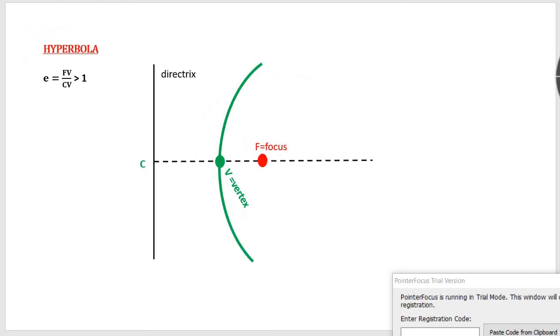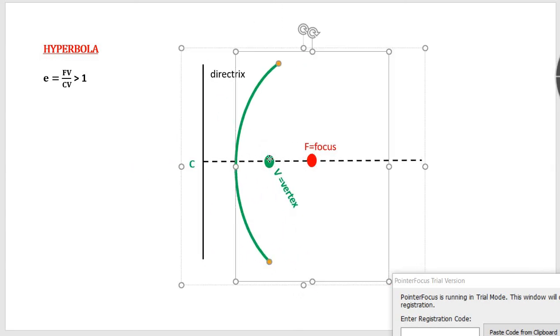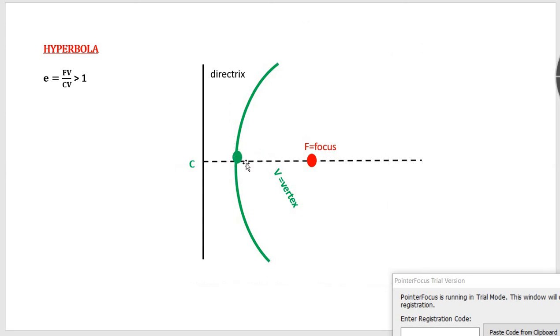The last one, hyperbola. In a hyperbola, FB is more, that means this graph, sorry, will lie somewhere here. Then you see that PF is more. If PF is more than CB, then you will say it is a hyperbola.